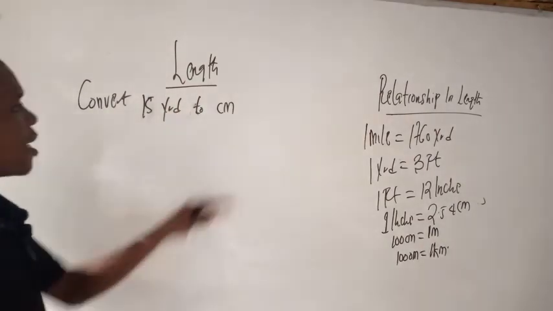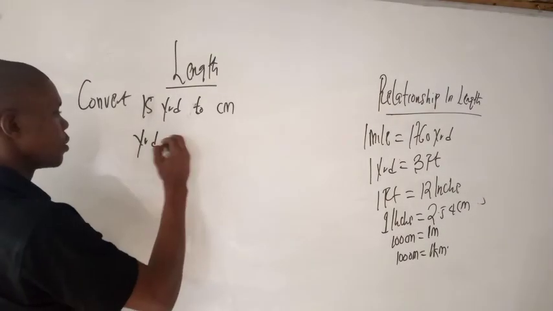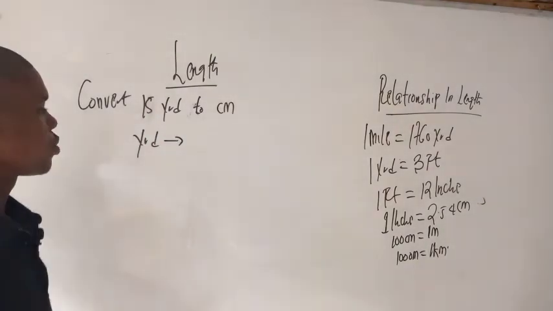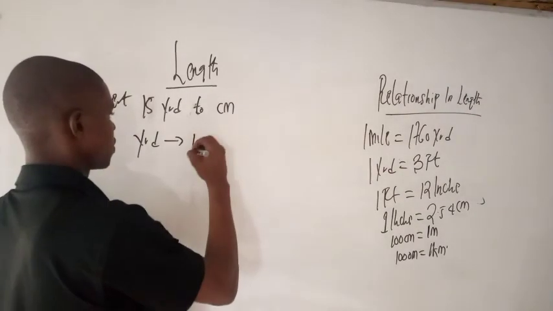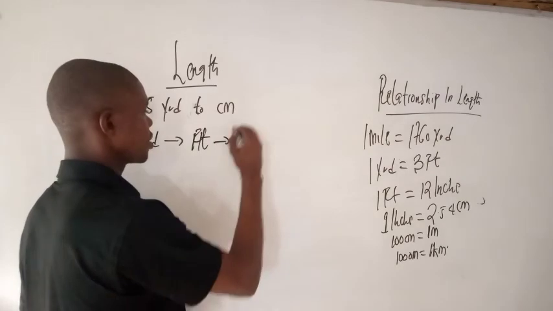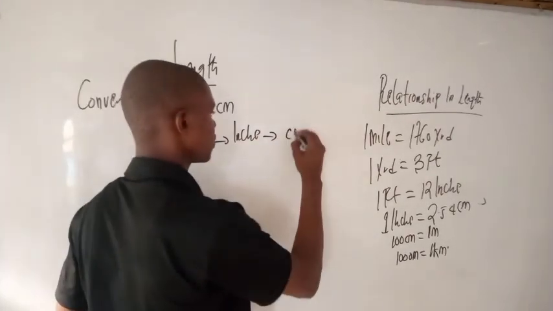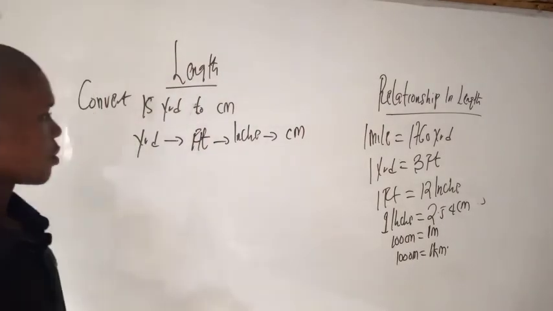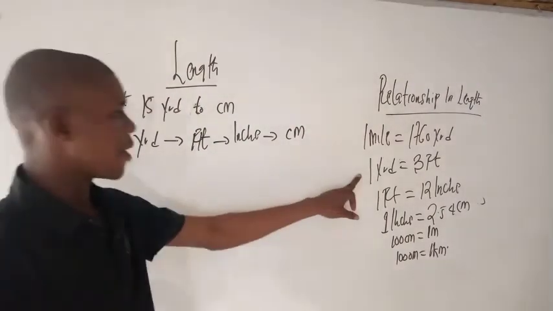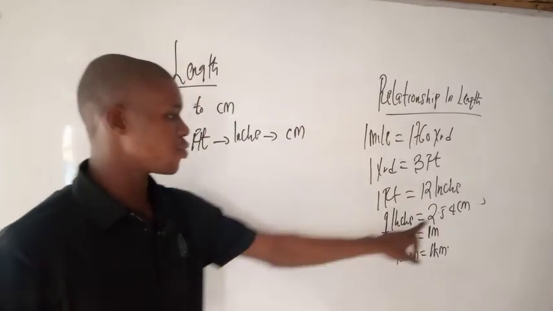How do you convert from 15 yards to centimeters? You move from yard to feet, from feet to inch, and from inch to centimeter. Can you see that? So you move from yard to feet, from feet to inch, from inch to centimeter. Do you get that?